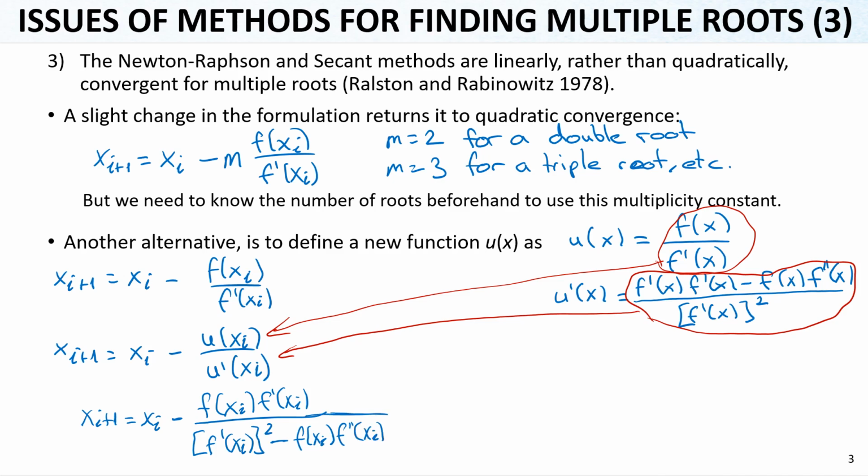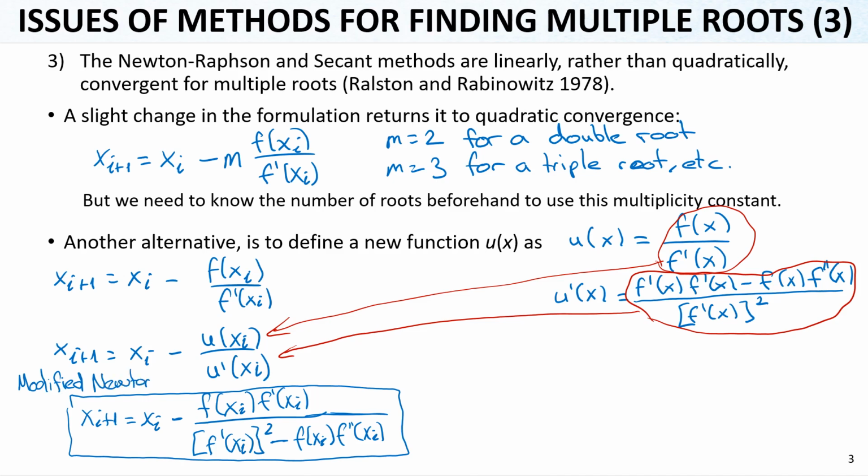So you can see here we have a formulation now for the modified Newton-Raphson for the finding of multiple roots. You can simply use this for finding it. We can do the same for the secant method, and we can have a modified secant method in a similar way.